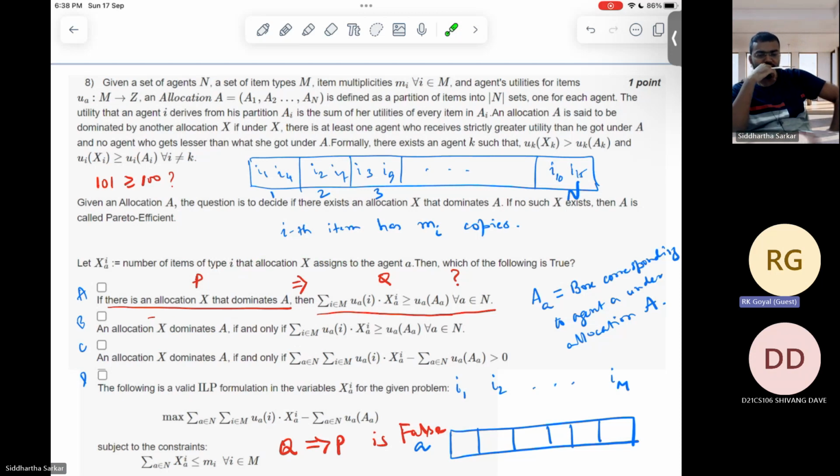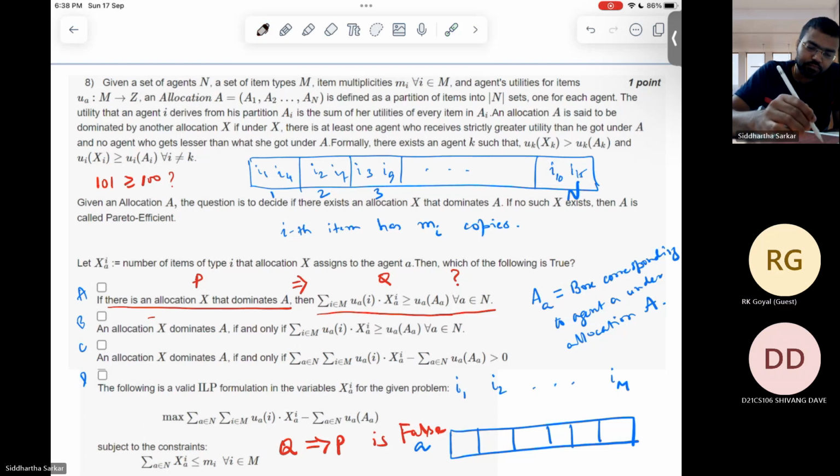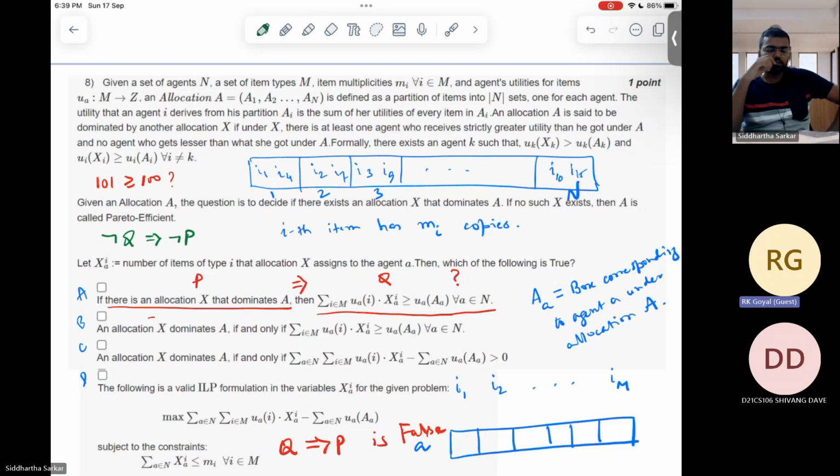So let us take the negation of Q. Then there would be at least one agent for which the utility of X is smaller than the utility of A. If P implies Q is given to us, then that would be equivalent to the negation of P or Q. Okay.